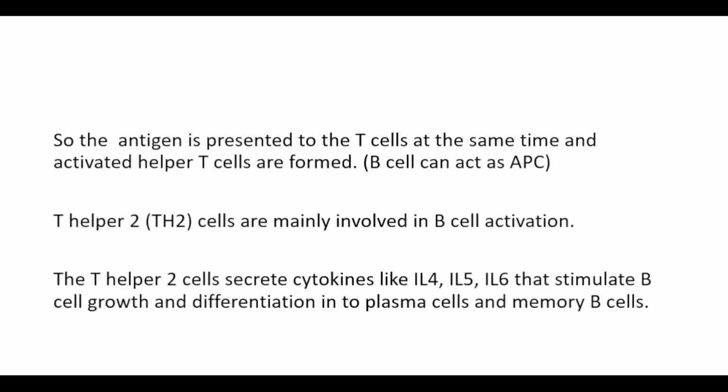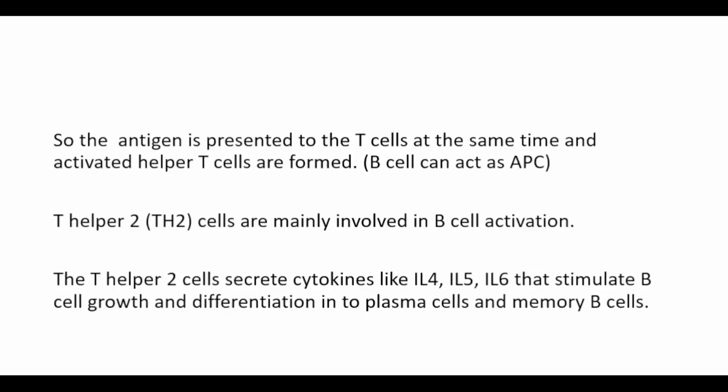The antigen is presented to the T lymphocytes at the same time, because B lymphocytes can act as antigen presenting cells. They present the antigen to the helper T cells, and they bind to that antigen and activated helper T cells are formed. This activated helper T cell will release interleukin 2 that will act on the activated T cell itself, resulting in proliferation.